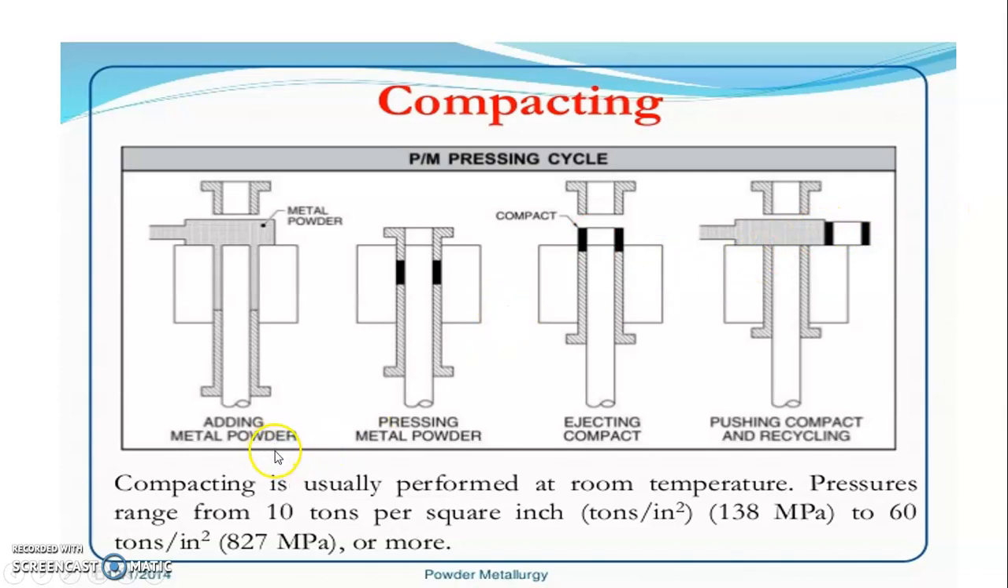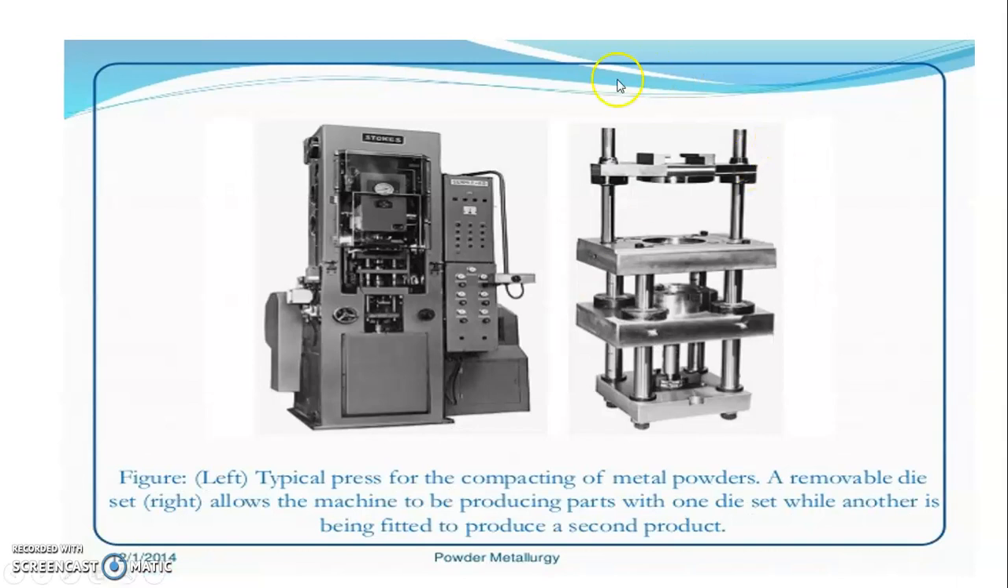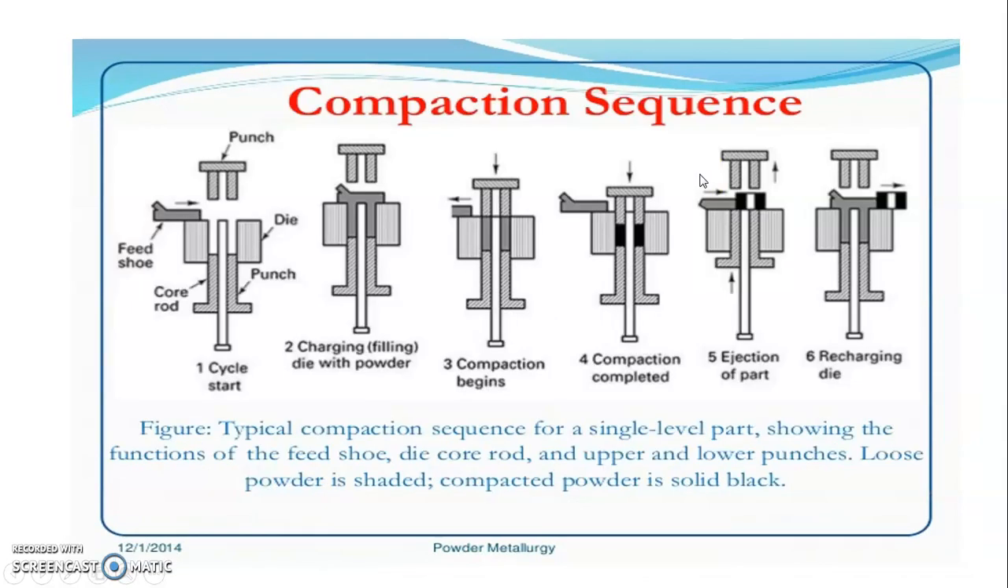This process takes place at 10 tons per square inch, 138 megapascals, to 60 tons per square inch, 827 megapascals or more. Here you can see the compaction process being carried out, pressing. Then the compaction sequence is explained. First the cycle starts here. This is the punch and die, and once again the punch in the downward direction. The feed shoe moves in after charging, filling the die with powder. Then compaction takes place.